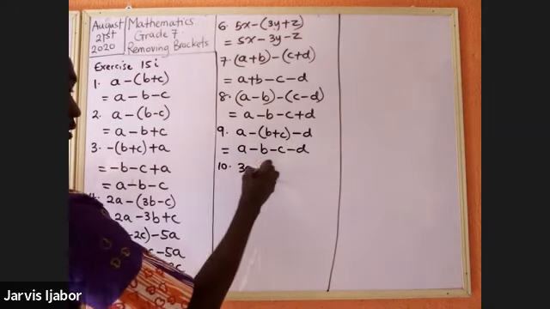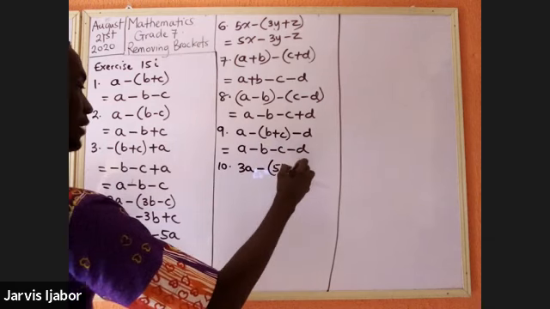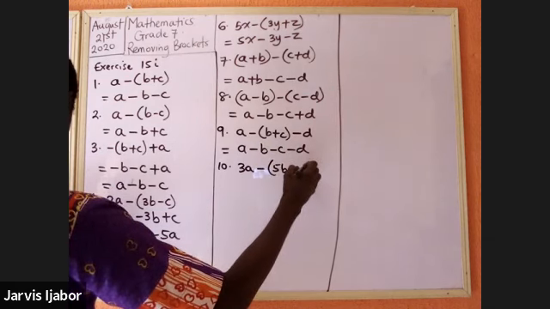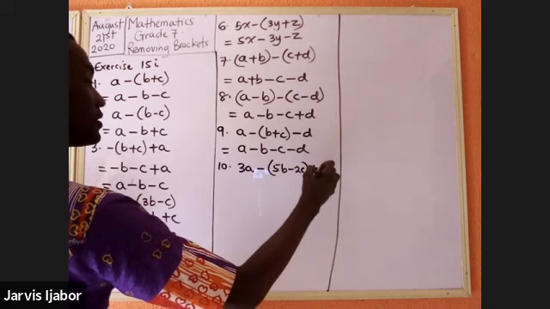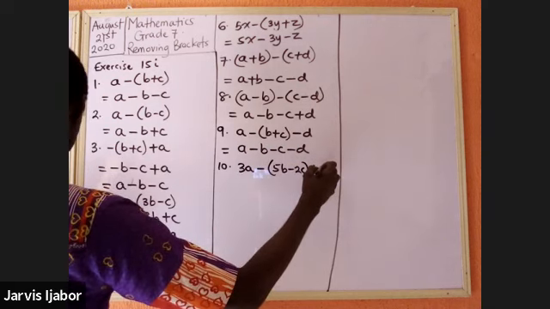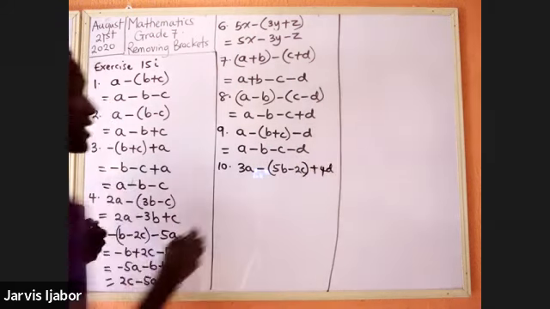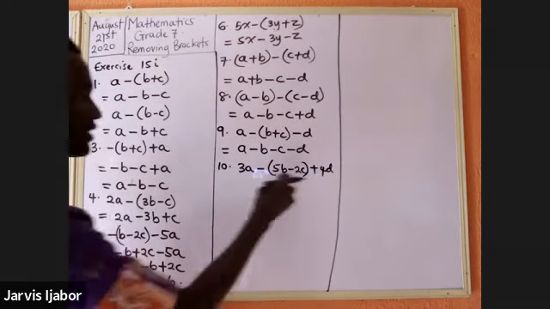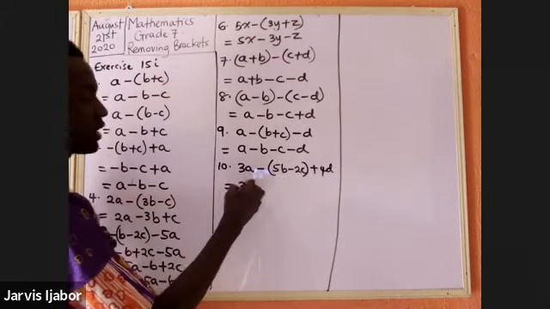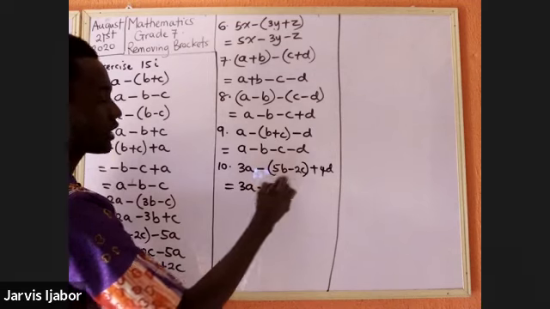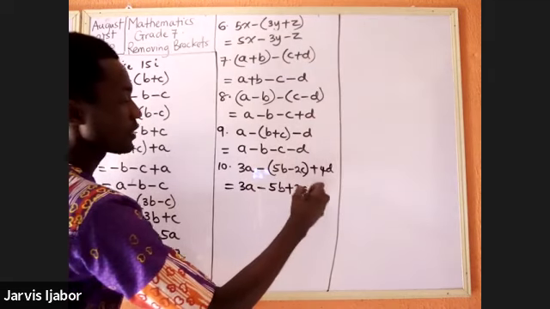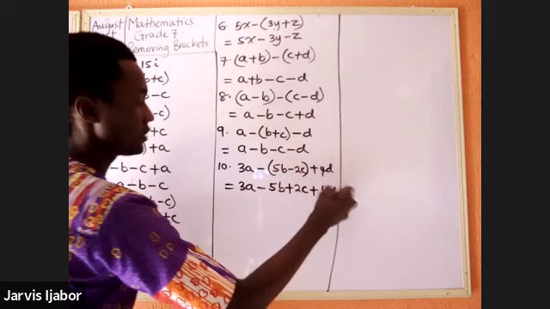3A minus 5B minus 2C plus 4D. The negative here again is only affecting this one. So it will be 3A. This will change to negative, and this will change to positive, and plus what? 4D. Have you seen that? Question 11.